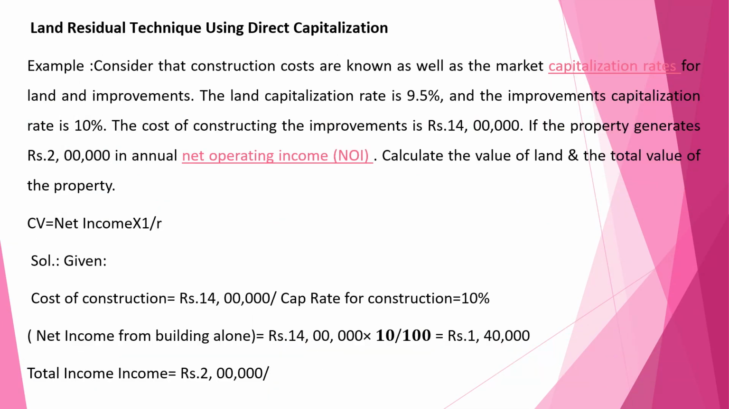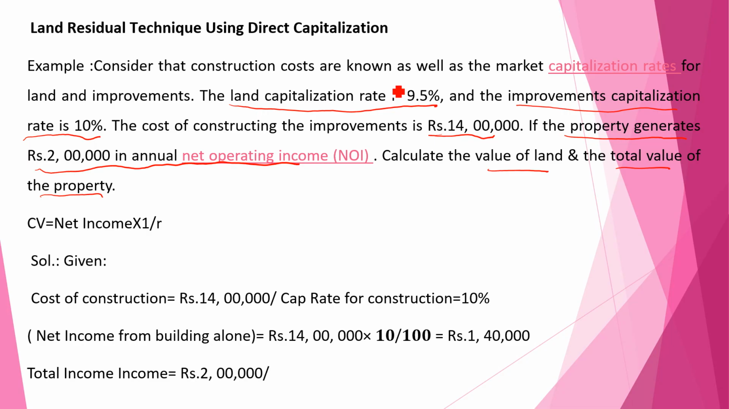So we will take an example of the land residual technique using direct capitalization. Let us suppose construction costs are well known, as well as the market capitalization rates for land and improvements. The land capitalization rate here is 9.5% and the improvement capitalization rate is 10%. The cost of constructing the improvements is 14 lakh. If the property generates 2 lakh in annual net operating income, calculate the value of the land and the total value of the property. So here it is given.